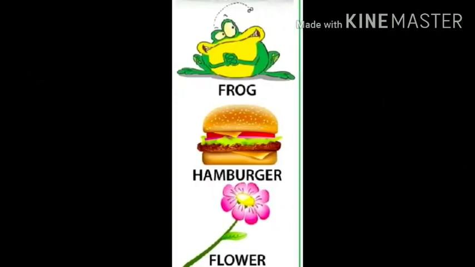Frog is a concrete noun because you can see the frog and you can touch it. The second one is burger. You can touch it and you can taste the burger. And the third one, flower. You can pluck the flower and you can smell the fragrance of the flower. So here are the examples of concrete nouns.